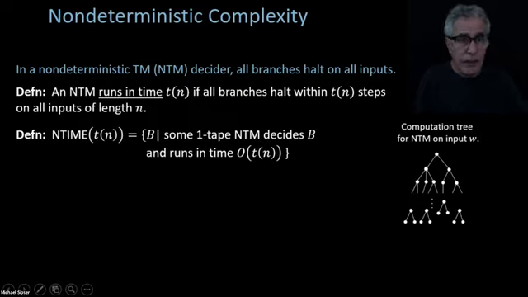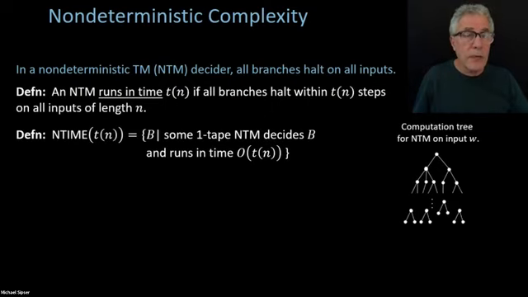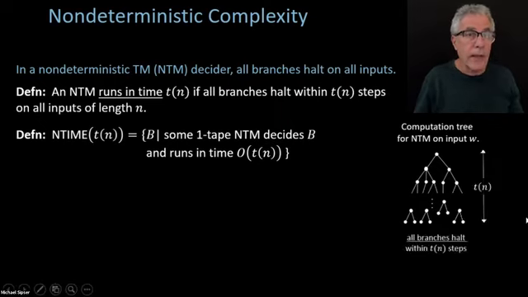The picture that is good to have in your head here is to think of non-determinism in terms of a computation tree, with all the different branches of the non-determinism. All of those branches have to halt, and they have to halt within the time bound. So imagine this is T of n time. All of the branches have to halt within T of n steps for a non-deterministic Turing machine to be running in T of n time and to be deciding a language in the NTIME of T of n class.